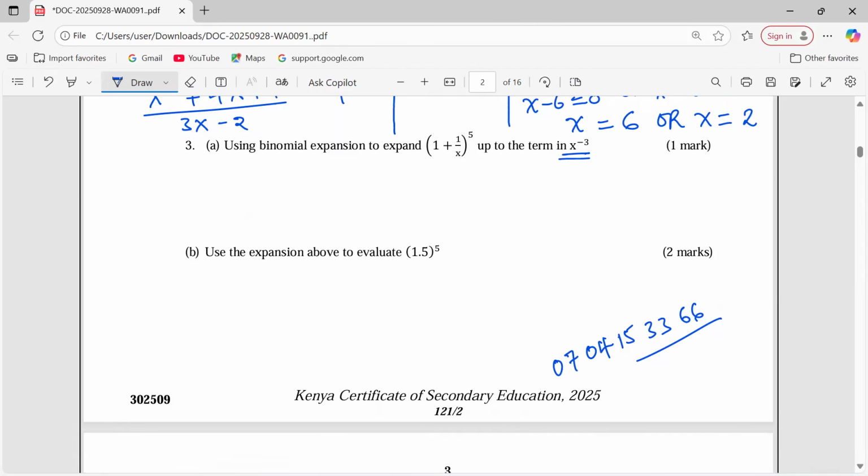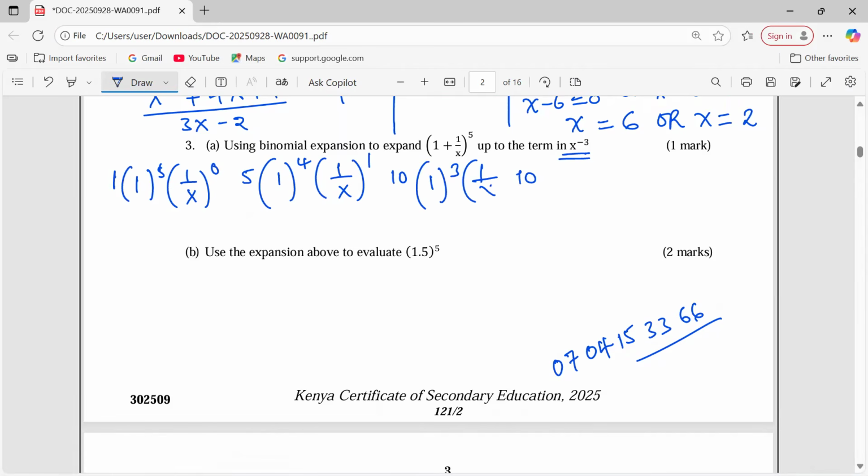So we need to start with 1, 5, 10, 10, the first 4 terms. So in the first term, 1 assumes power 5, and 1 over x assumes power 0. In the next, 1 goes down to power 4, as 1 over x takes power 1. Then 1 takes power 3, as 1 over x takes power 2. Then finally 1 takes power 2, as 1 over x takes power 3.